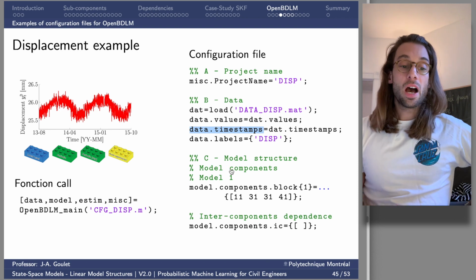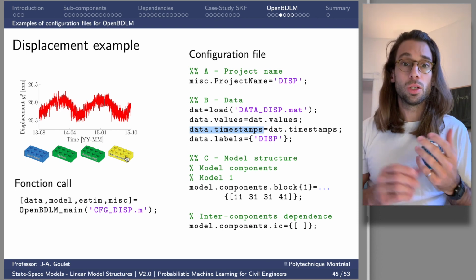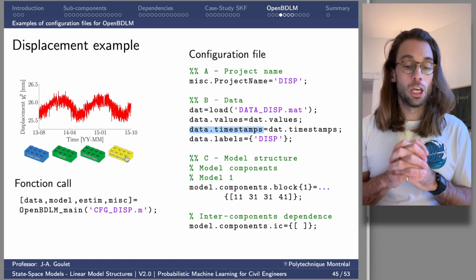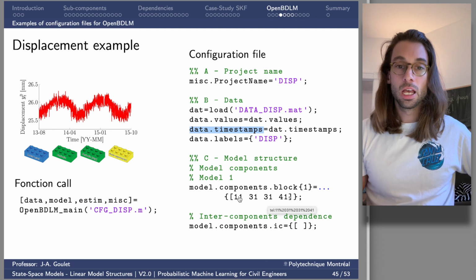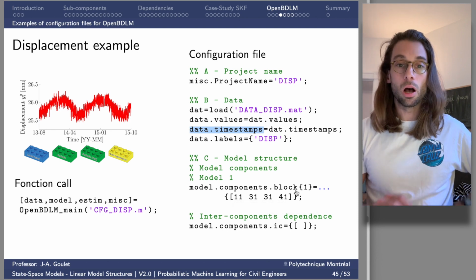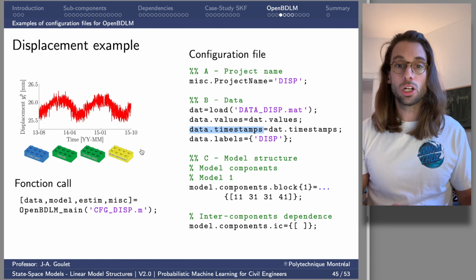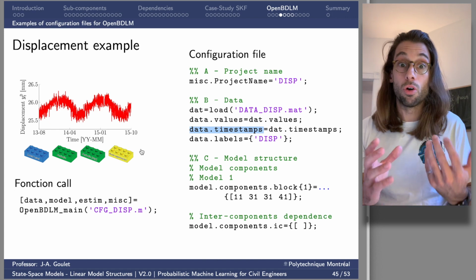So then we need to define what those 4 blocks are. You don't want to manually have to enter all your blocks. This is already all built into OpenBDLM. The only thing you need to do is to say, okay, my first block is going to be 11, the second one 31, 31, and 41. Automatically it's going to create all the maths necessary to define your 4 components. And you're going to see appear all the possible parameters you have for these 4 blocks.